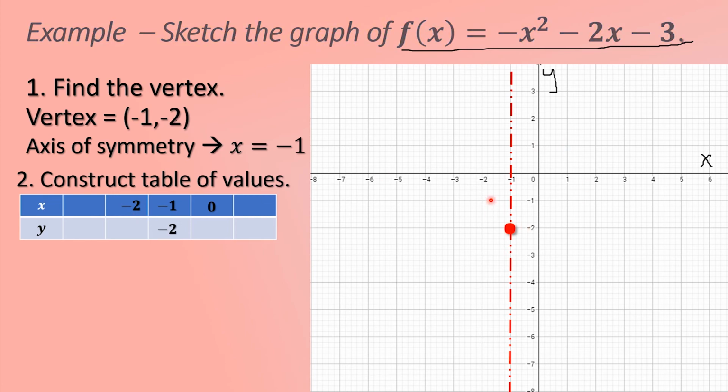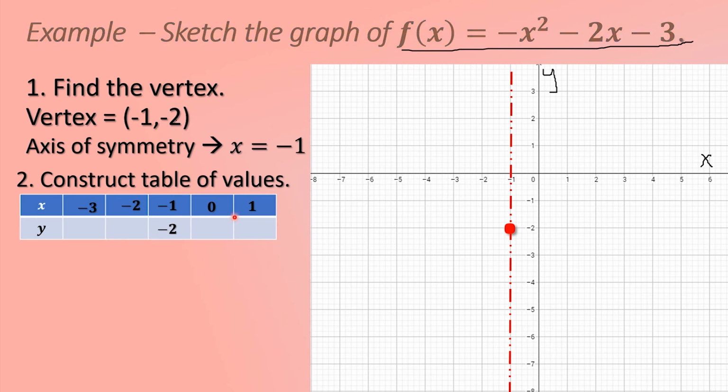Now moving on, I decided to move 2 units from the axis of symmetry. That is positive 1. On the counterpart, on the other side, I will also move 2 units. 1, 2. So that's why I will have negative 3. The values of x will depend on the vertex. Where is the vertex located? And then you use the axis of symmetry to make your sketch symmetric.